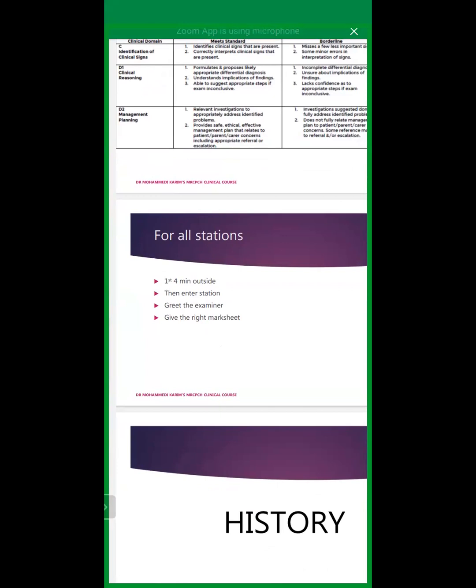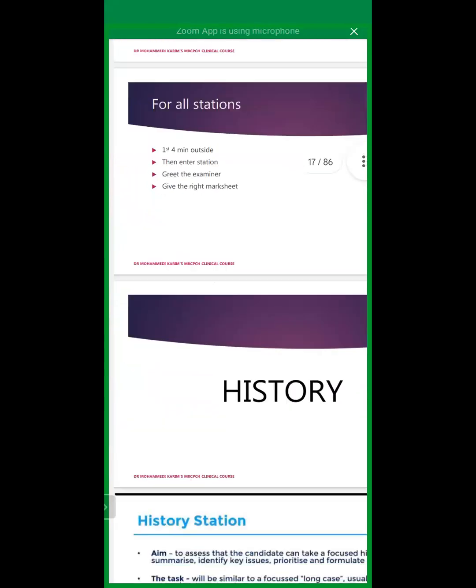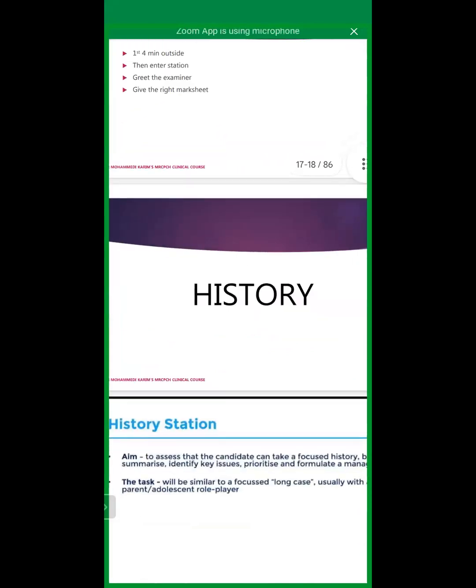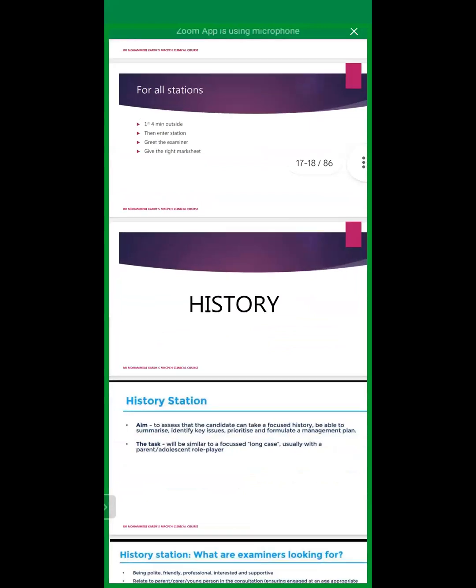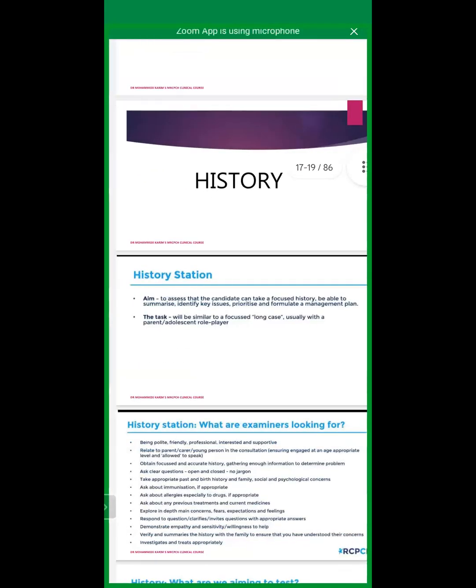So you greet the examiner, give your right mark sheet, arrange your mark sheets according to the sequence of your exam, and then you will proceed towards whichever station according to your circuit. They will give you a circuit outside before your exam starts. So arrange your mark sheet according to your circuit. Don't make the wrong arrangement and give the wrong mark sheet, it will be a big problem.